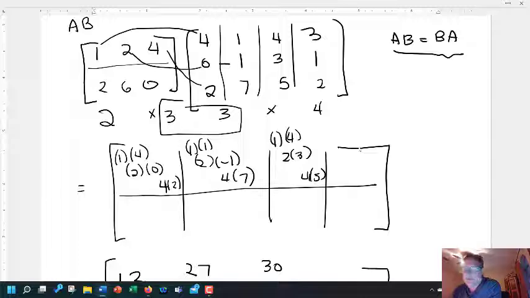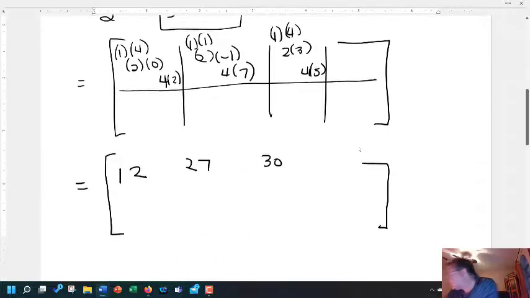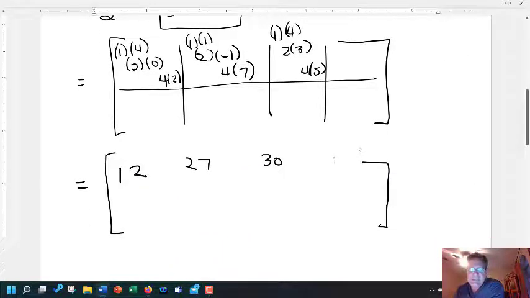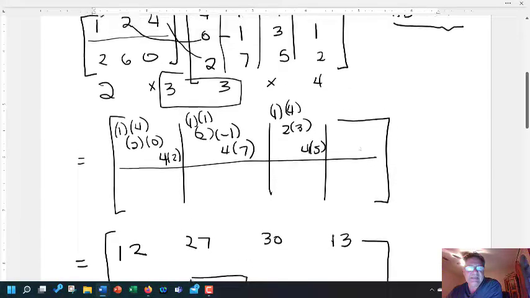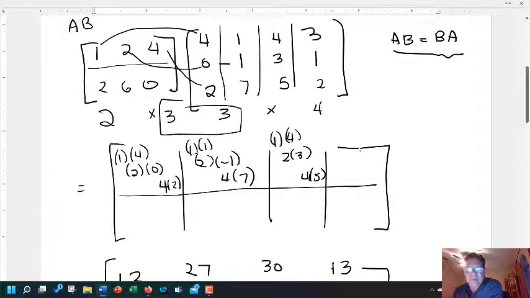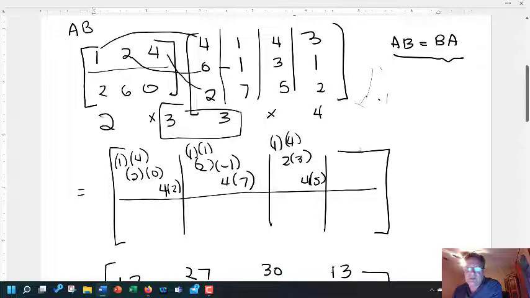Okay, I'm just going to randomly do one. So the next one would be 13. We did this one. We would do now the second row. Notice I'm going to go here and arbitrarily pick this value here. This is second row, second column. So to get that, I need to use the second row, which is 2, 6, 0, times the second column, which is 1, minus 1, 7.